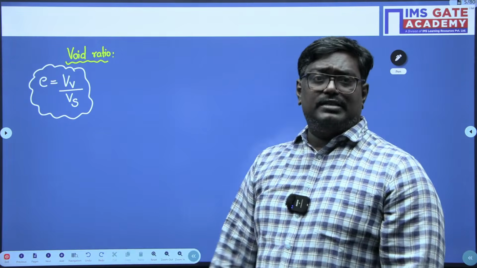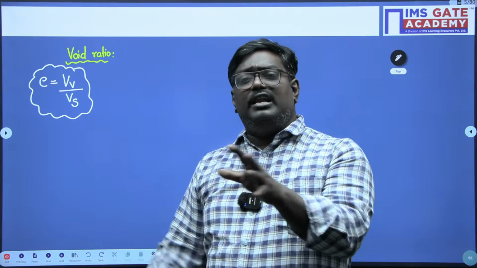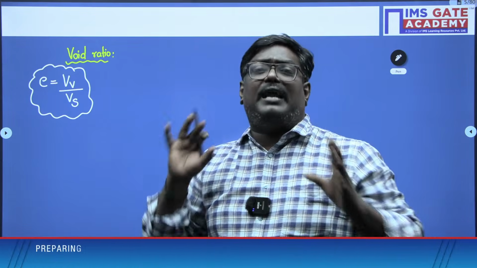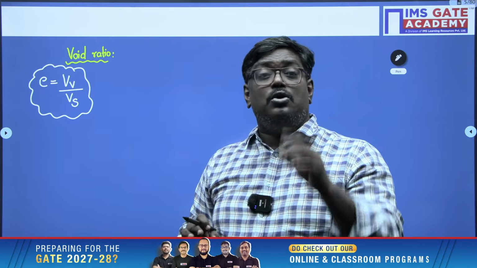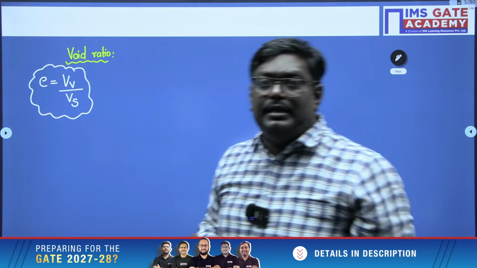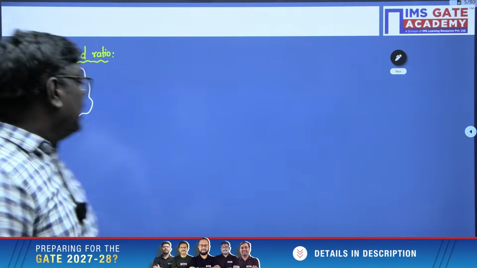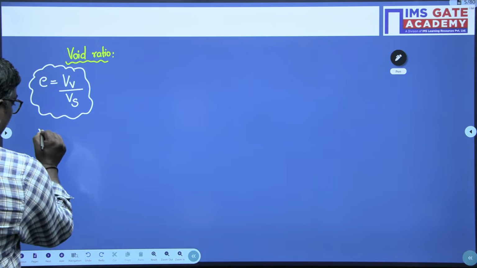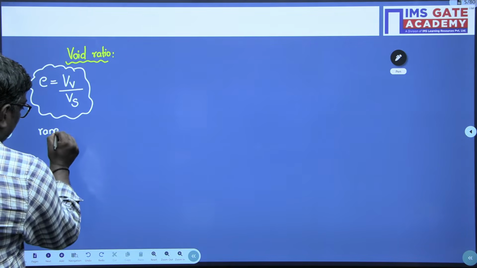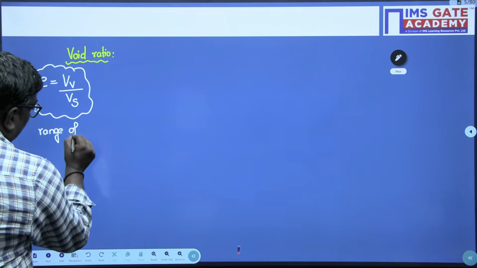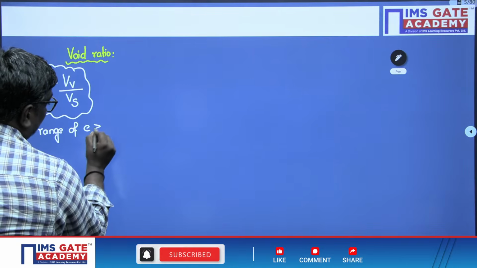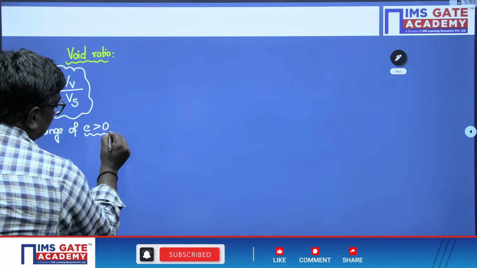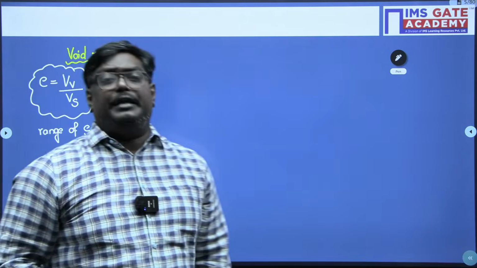Now, my dear students, for any soil, if you take some soil, there will be some voids. It is impossible to have zero voids practically. So that is the reason, the range of the void ratio is always greater than 0. It is never equal to 0 because it can never be possible practically.